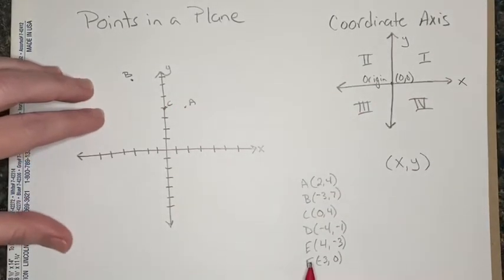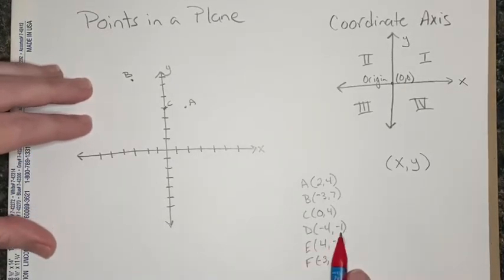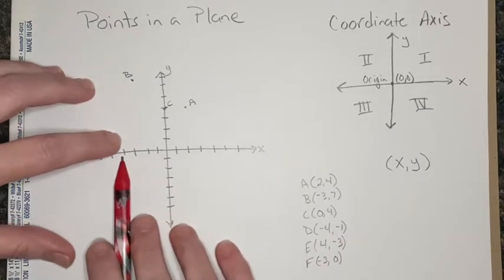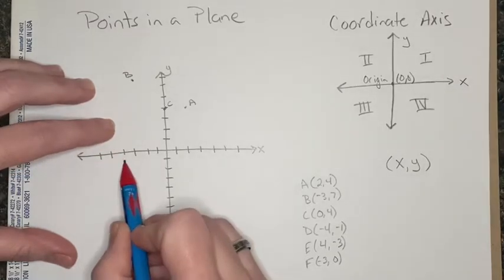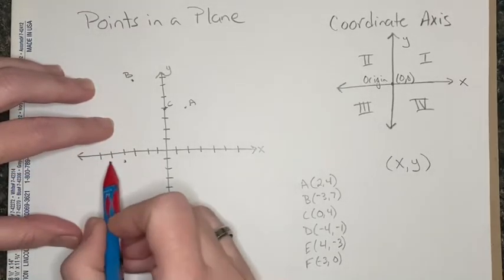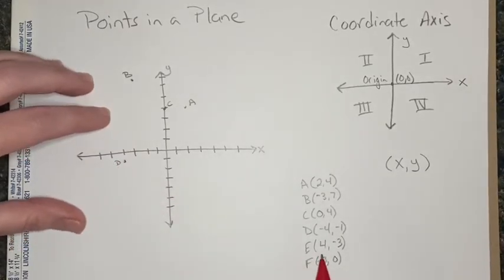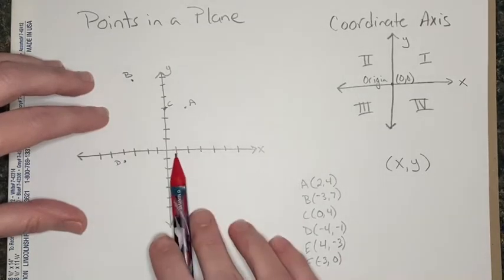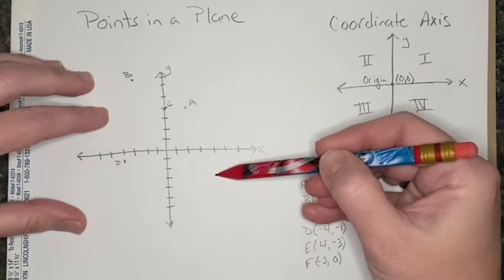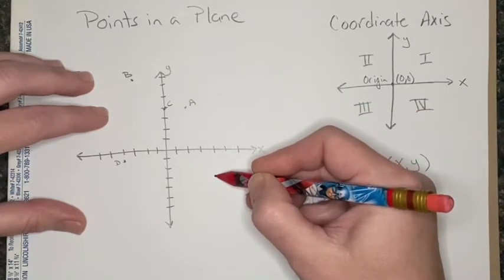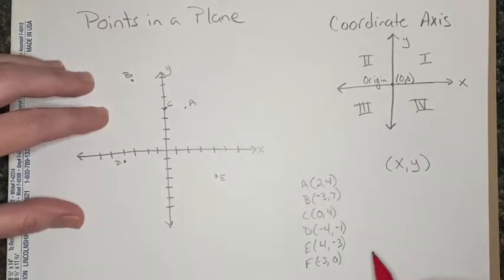Okay, let's take a look at point D. D is at negative 4, negative 1. So we're going to go to the negative 4 on the x-axis and then to our negative 1 on our y-axis. Okay, so that is point D. Point E is at positive 4, negative 3. So we move over 1, 2, 3, 4, and then we come down 3 points. And our positive 4, negative 3 point is right about there. And that is letter E.